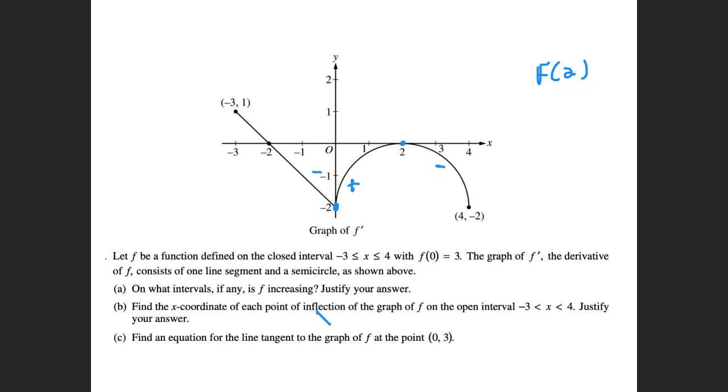Okay, so x equals 0 is a point of inflection because the slope is changing. X equals 2 is a point of inflection. Points of inflection are where the slopes change from positive to negative or negative to positive. Okay, that's where you find your points of inflection.